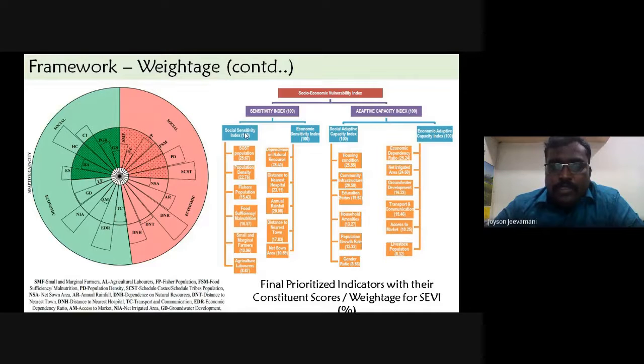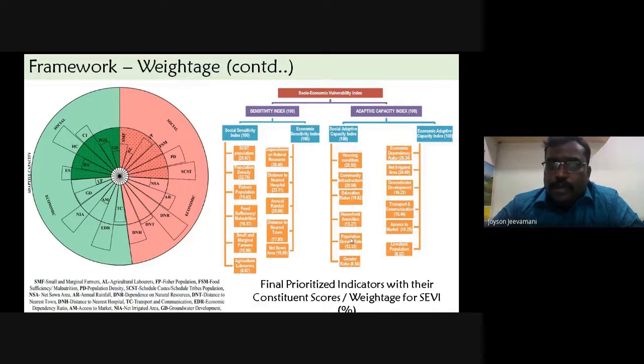For example, social sensitivity has 1, 2, 3, 4, 5, 6 indicators, and their weightage is this. This weightage we arrived at through expert consultation and statistical analysis. So these are the different weightages. For example, the dependence on natural resource indicator has a weightage of 28.4% to the economic sensitivity. So all these indicators will assess the sensitivity, and these indicators will assess the economic sensitivity.